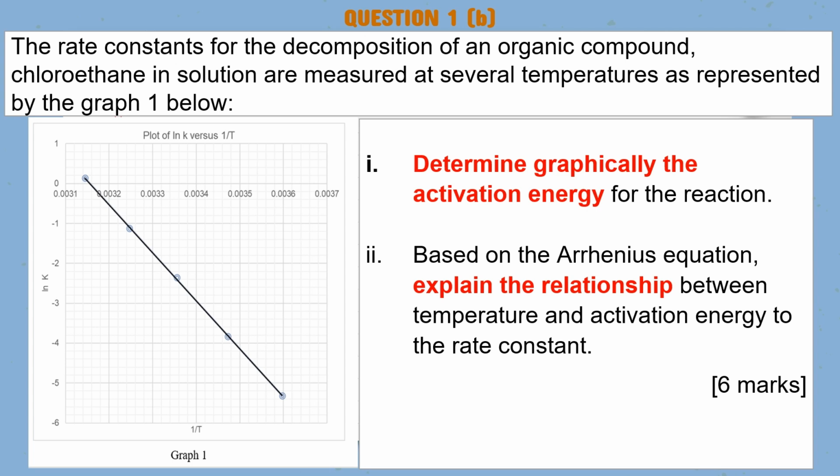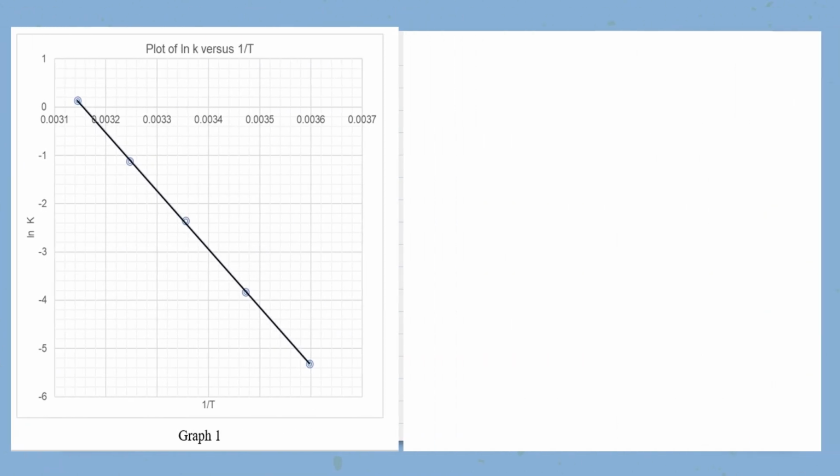When you get a question different from the usual, what you need to do is analyze the data given in the question. Given here is a plot of ln k versus 1 over T, where k is the rate constant and T is the temperature. As we know, the rate constant only depends on the temperature. It will change when the temperature is changed.